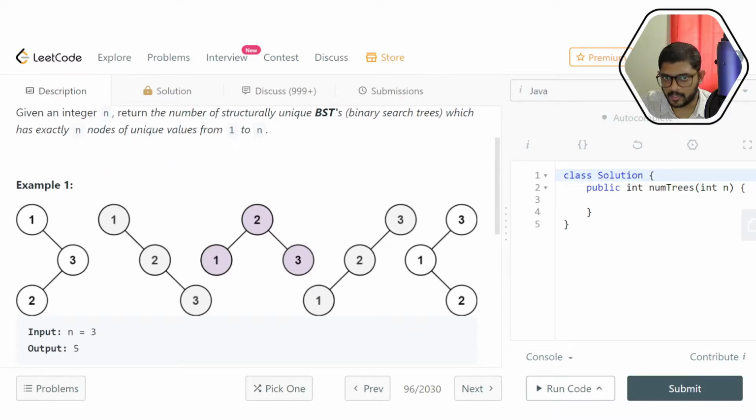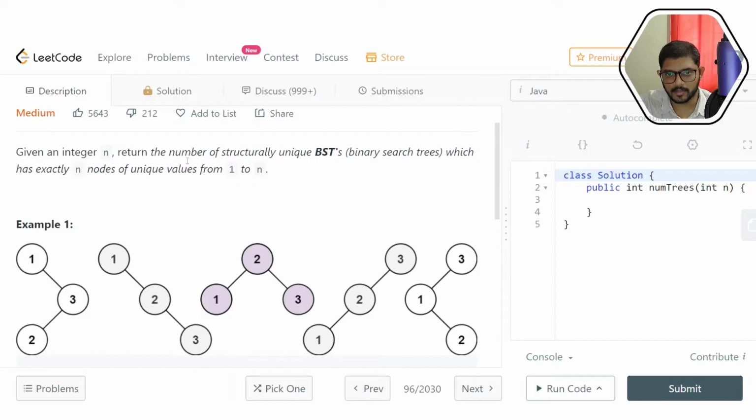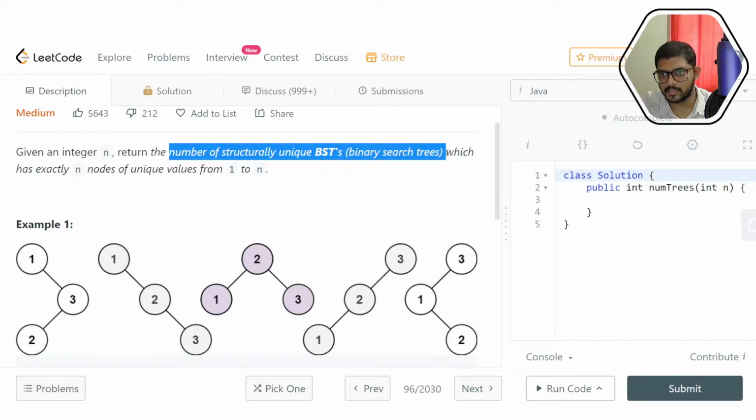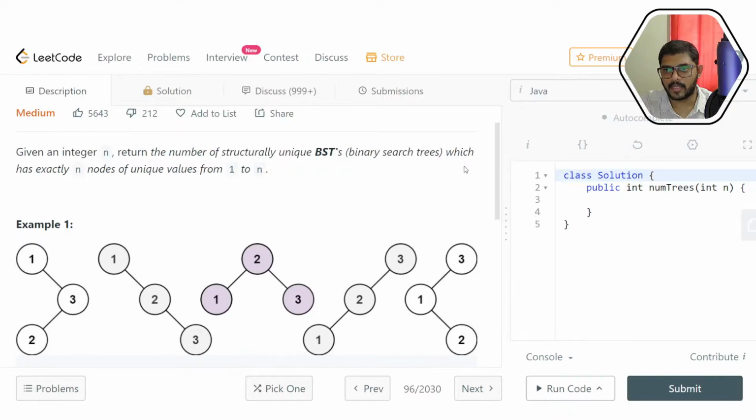Given an integer n, the input given is an integer. No nodes or roots or nothing is given, just an integer. Given an integer n, we need to return the number of structurally unique BSTs, which stands for binary search trees, and the node values of this BST are numbers ranging from 1 to n.